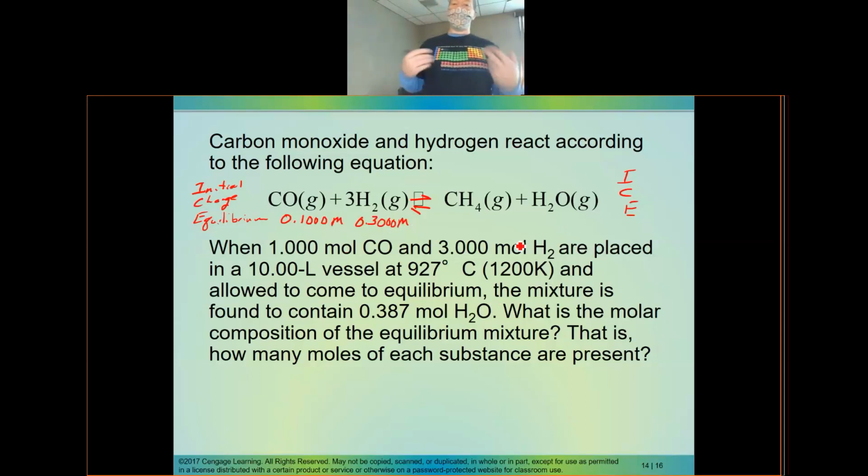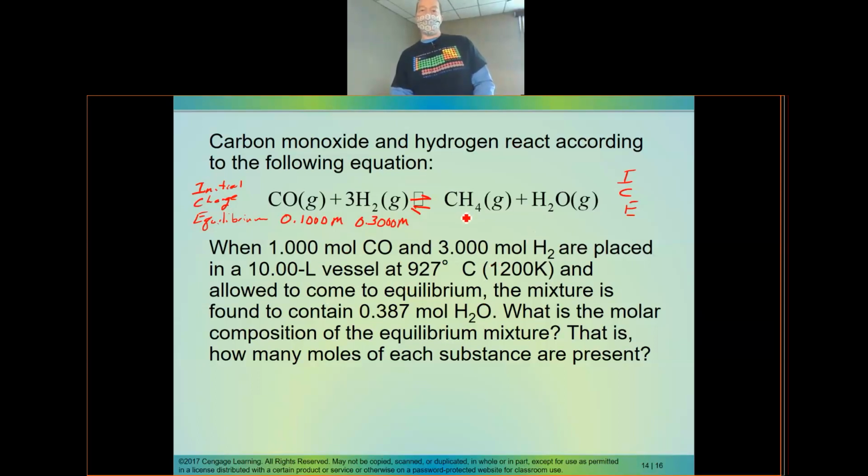It said I put a mole of CO and I put 3 moles of H2 in a 10-liter vessel at 927 degrees Celsius. They give you the temperature because your equilibrium constant will change when you have a different temperature. You're going to have an equilibrium constant, but that constant is at that temperature. All right, so it's allowed to come to equilibrium.